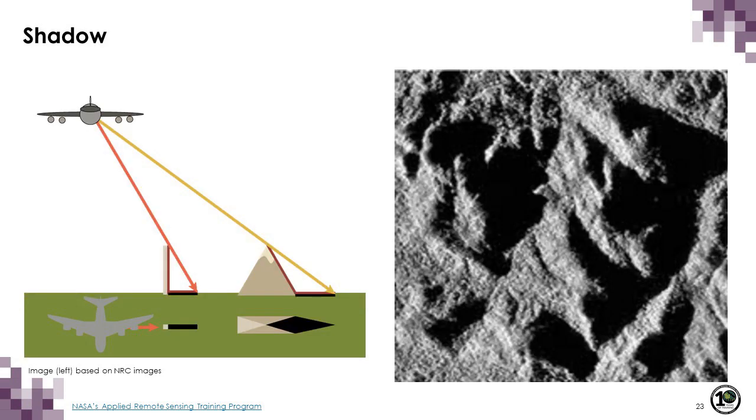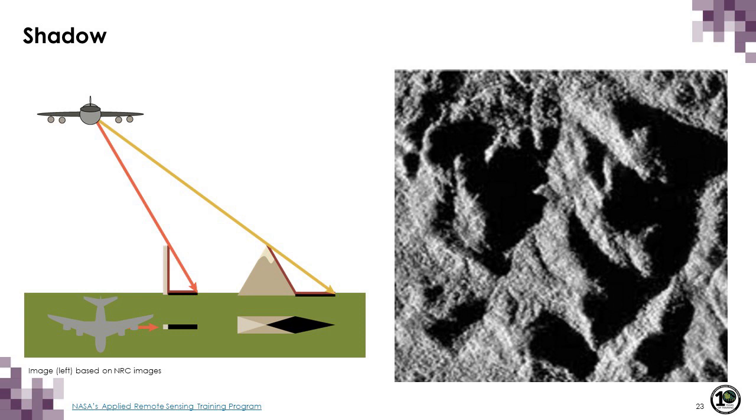The final effect that topography can have on the signal is called shadowing, and this occurs when the radar beam is not able to illuminate the ground surface. Shadows occur behind the vertical features or slopes with steep sides. And since the radar beam just does not illuminate the surface, these regions behind the mountain or behind the slopes appear dark. There's no energy that's available to be backscattered.